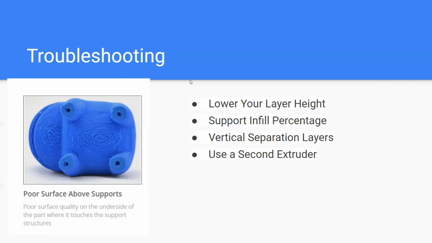This could also be an issue with vertical separation layers. This is a setting you can turn down in Cura. If you have two extruders, you could use this, one to extrude support and then one to extrude your main filament. This is also going to decrease the cooling time between applying those layers, and just make interfacing better, although the liberty of a second extruder is not something many of us have.